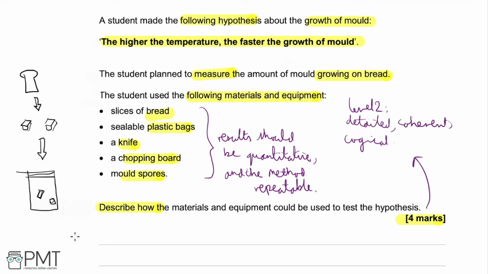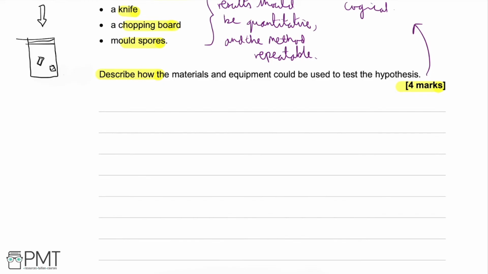Now, the way I've described this experiment is only one way of doing it. There are multiple ways of carrying it out, and as long as the way you describe your method is detailed, coherent, and logical, and will allow the student to answer his hypothesis, you'll gain the marks. Okay, let's write out the method in a more detailed way to how I just described it.